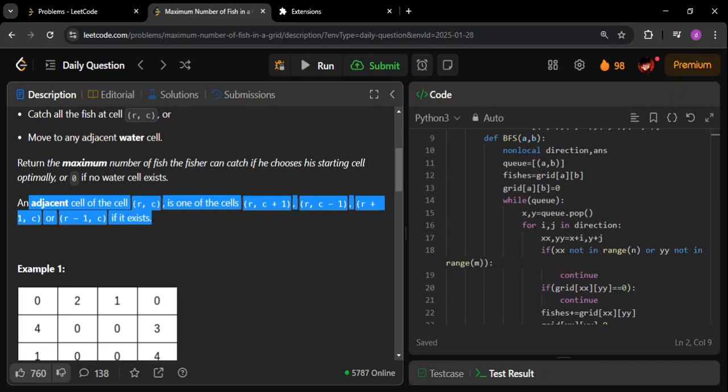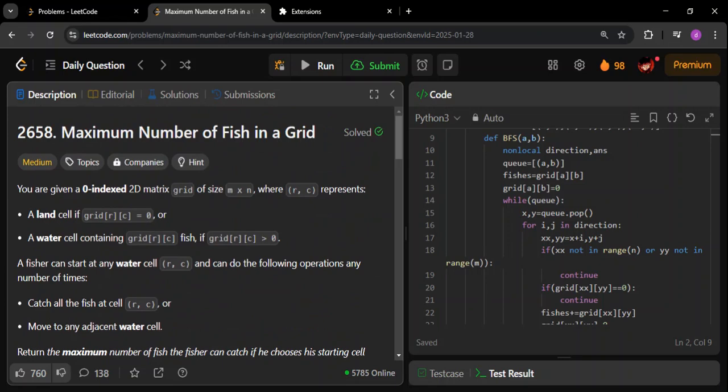They are not talking about diagonally adjacent cells here. It just means vertically and horizontally adjacent. That is, if you're in a cell, then the above cell, the below cell, the left cell and the right cell are the only ones you can think of traveling to, and only if that cell is a water cell. Otherwise you cannot travel.